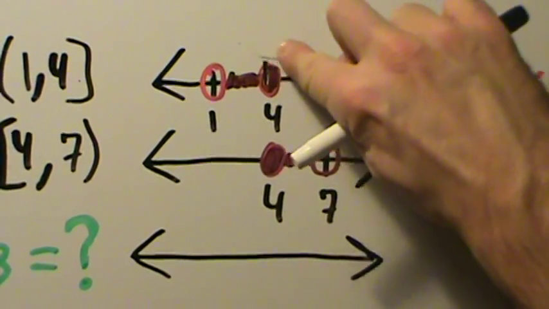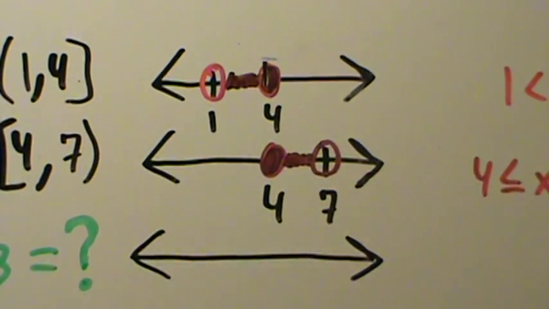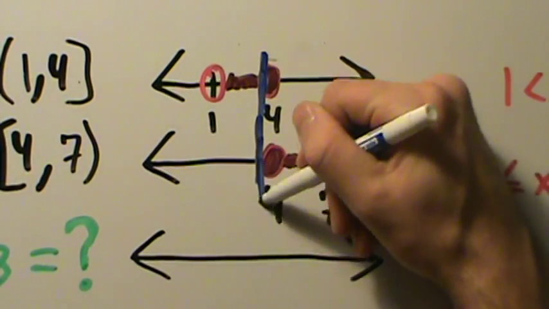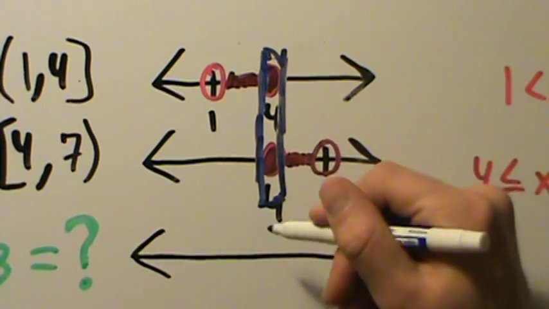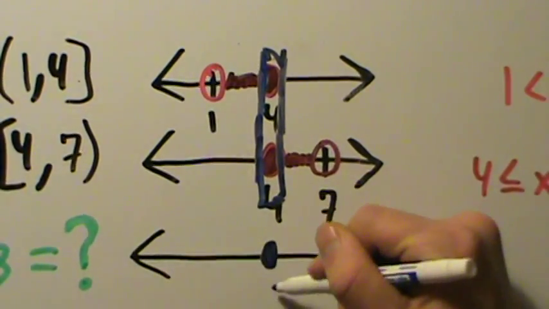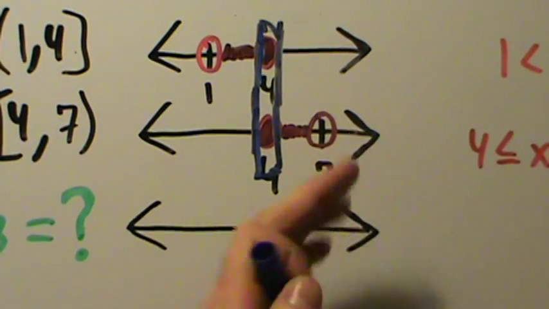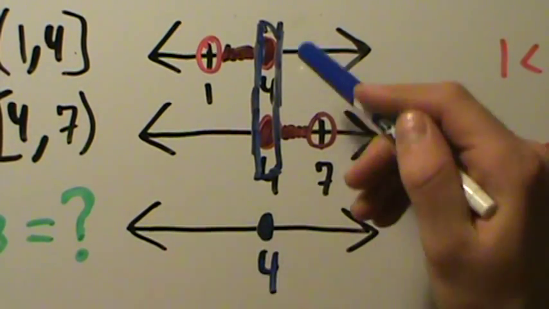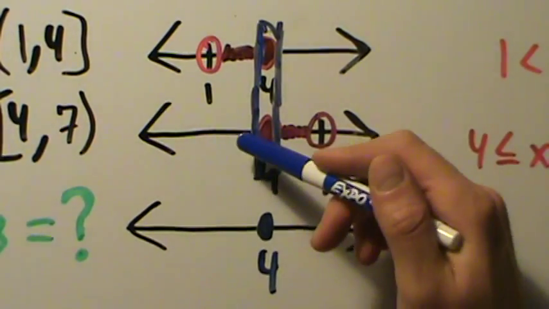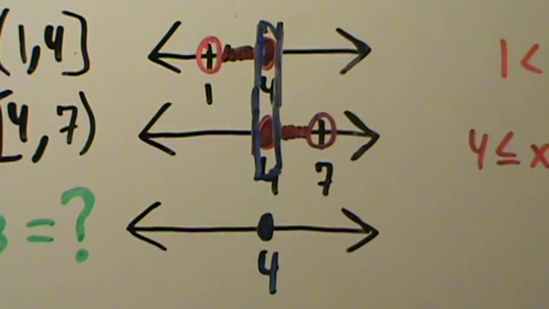That's the only thing they have in common, is just that 4. So just this 4 right here, that's it. Okay, that's all they have in common. So if I drop that down, I've got that 4 right there. But that's it. Everything to the right of 4, there's nothing on the first interval. Okay, if we go to the left of 4, there's nothing on the second interval. Okay, so only 4 itself is part of the intersection.